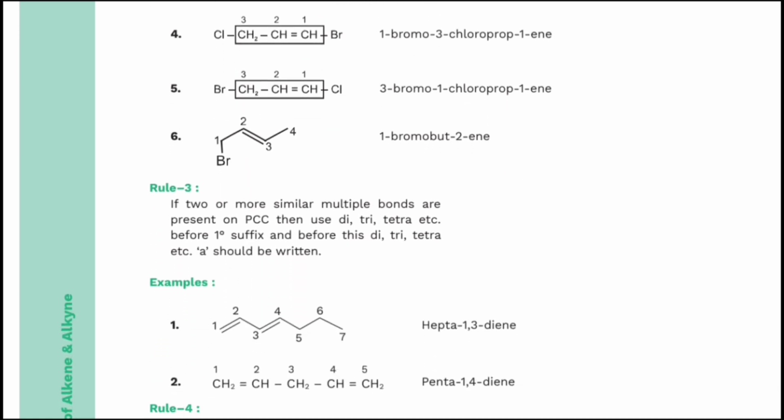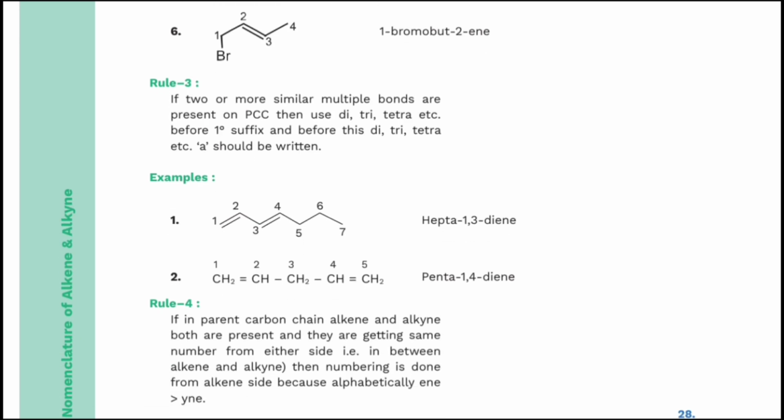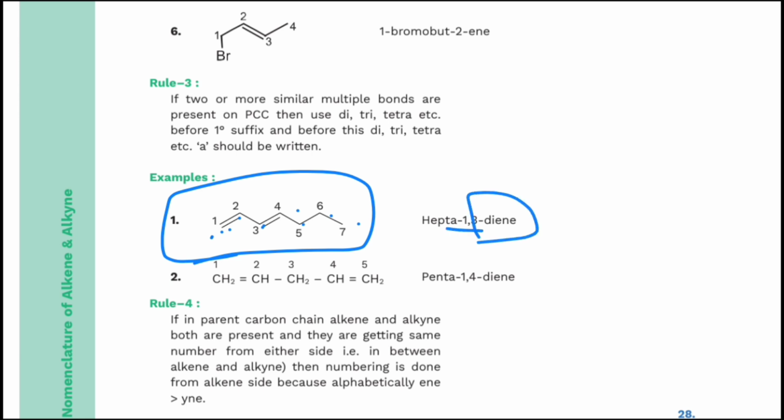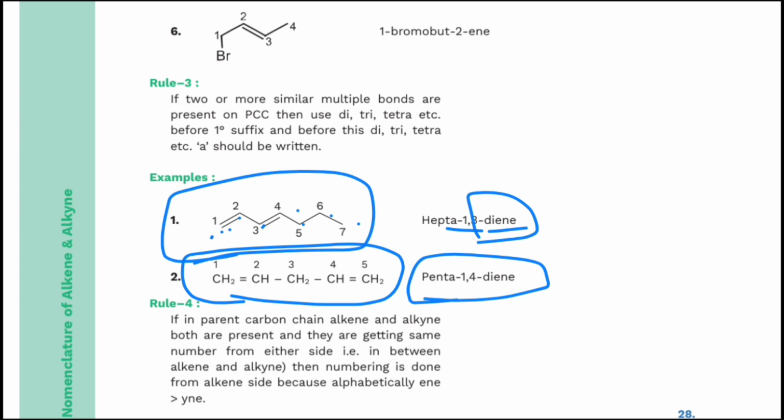Okay, for more than one multiple bond, use di, tri, tetra, and so on. So here you can see this is a skeletal structure. So here you can number 1 2 3 4 5 6 7 from this side, because the double bond will get the lowest possible number. So this is 7 carbon, heptane. So we will write hepta, one double bond is at 1, and 3, hepta-1,3-di because of 2 double bonds, and ene for alkenes. And here you have 2 double bonds as well. You will write it penta-1,4-diene.